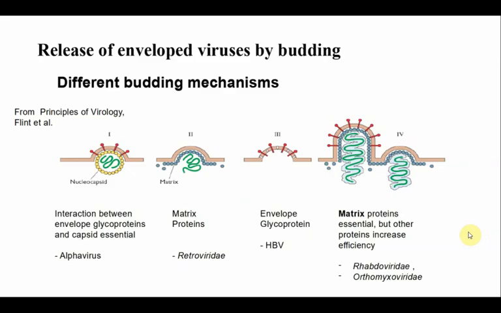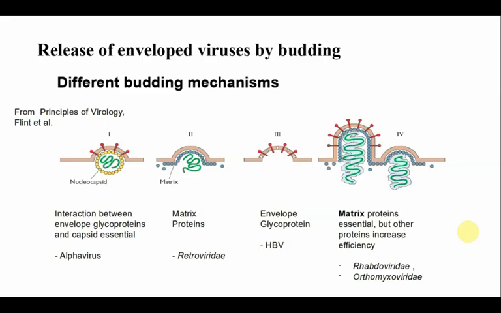Now, how about enveloped viruses? They are all released by budding from a cell membrane. Now, the cell membrane can be the plasma membrane, or it can be the endoplasmic reticulum membrane, as we saw for dengue fever virus and the flaviviruses.